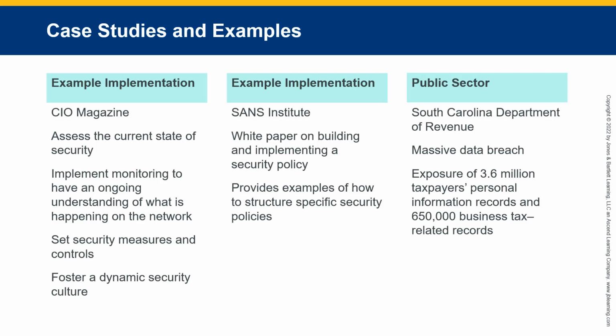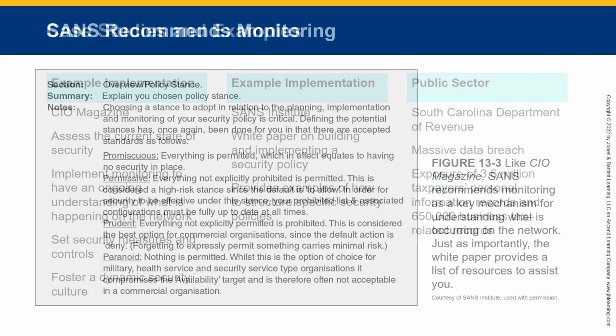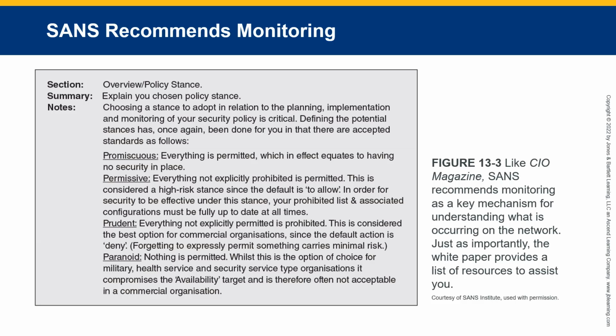In the public sector, the South Carolina Department of Revenue had a massive data breach, the exposure of 3.6 million taxpayers' personal information records, and 660,000 business tax-related records. This was a serious breach. SANS recommended monitoring. This is an overview policy stance. Explain your chosen policy stance. Choosing a stance to adopt in relationship to the planning, implementation, and monitoring of your security policy is critical.